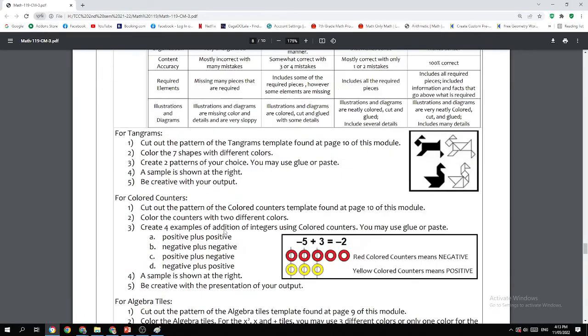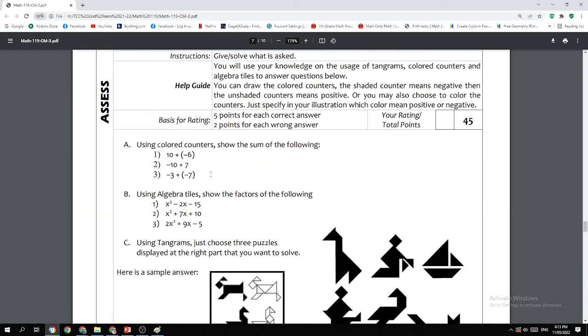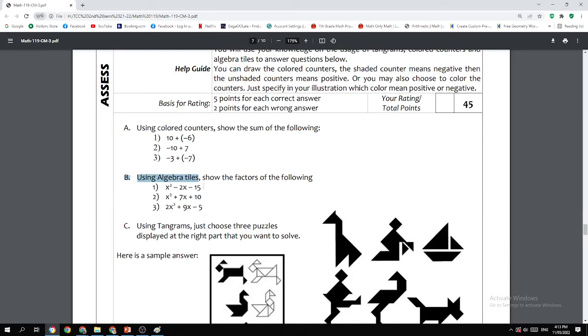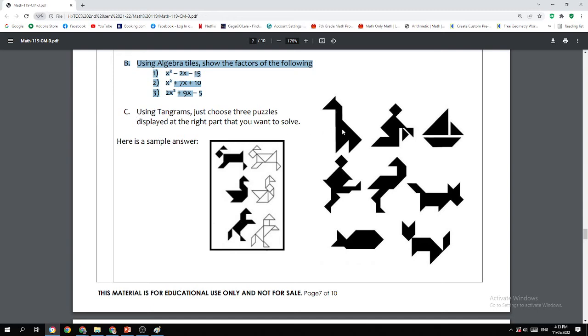Next, the tangram, not the colored counters. For critical thinking, skip letter B, because you will answer that next week. Now the tangrams, the shapes. Using the tangrams, just choose 3 puzzles. Of these 1, 2, 3, 4, 5, 6, 7, 8, you choose only three. Solve all three. Your output should be similar to this. For example, sir, I chose these shapes, I should see this solution.